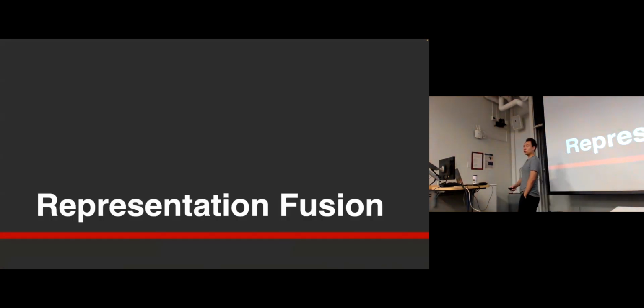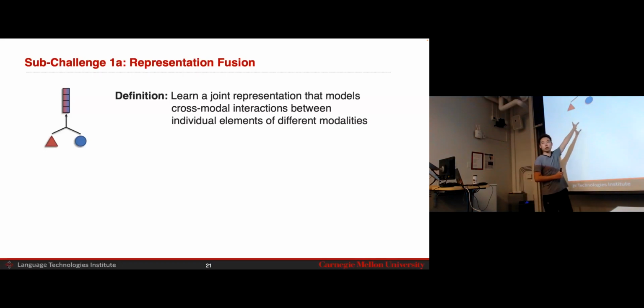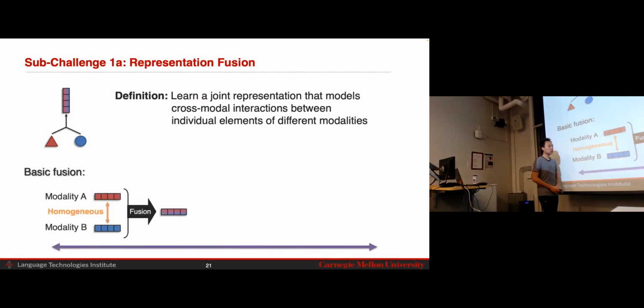Okay, so representation fusion. We're really going to dive into the details of how I can actually learn these models that take in two elements and learn one combined representation. When we think of representation fusion, we want to think of a spectrum. The first spectrum involves what we call basic fusion. In this case, you have two elements of different modalities. They might be very different in their raw data, but I've already extracted features from them such that you get representations that are more homogeneous in nature.